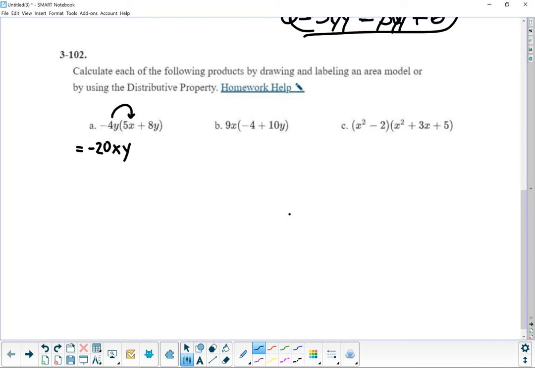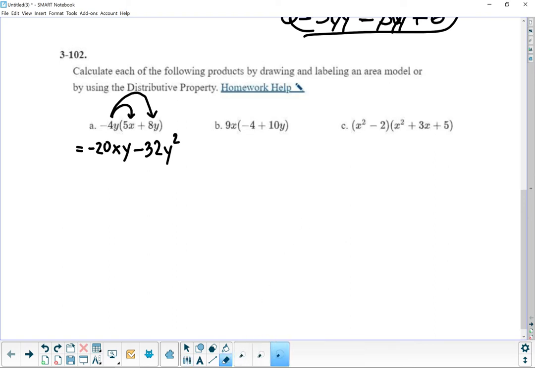Okay, you can also write it as y times x, but it is customary to write it in ABC order or alphabetical order. Okay, negative 4y times positive 8y makes a negative. So negative 4 times 8 is negative 32. And then y times y is y squared. And that's about all.